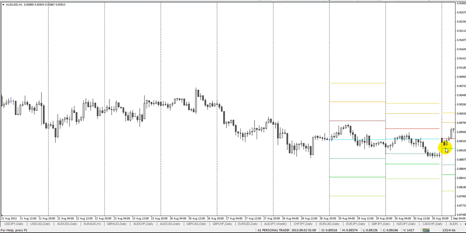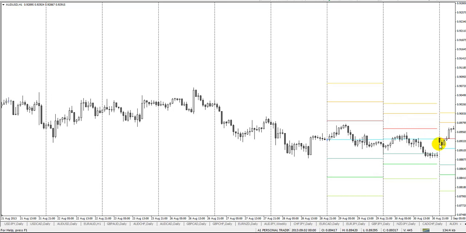Remember, these pivots here are calculated on the previous day, which was so tight and didn't go anywhere that it was obvious the market was likely going to go to R1, R2, or possibly even R3, or S1, S2, or possibly even S3.